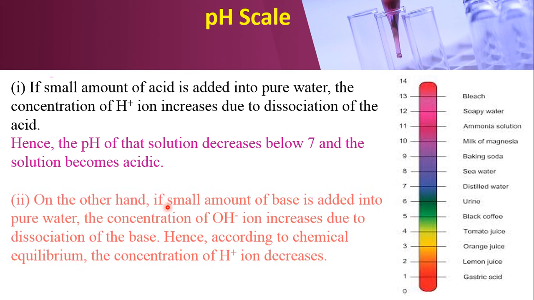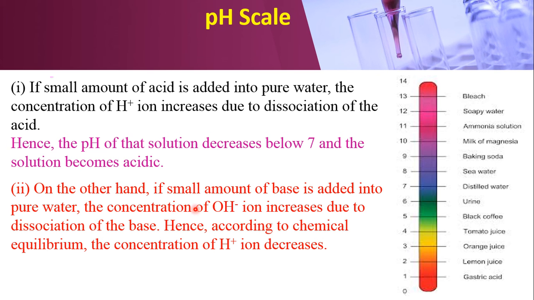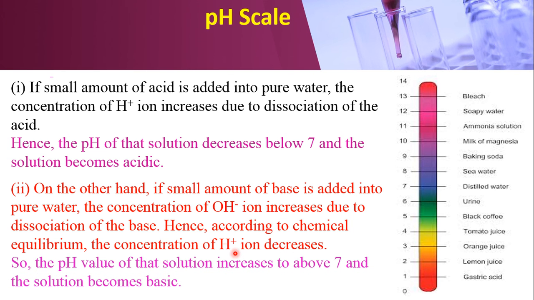The solution becomes acidic. On the other hand, if a small amount of base is added into pure water, the concentration of hydroxyl ion increases due to dissociation of the base. Base produces hydroxyl ion and the concentration of hydroxyl ion is increased for this. According to chemical equilibrium, since the concentration of hydroxyl ion is increased, the concentration of hydrogen ion is decreased, and as a result the pH value is increased and it becomes above 7 and the solution becomes basic.